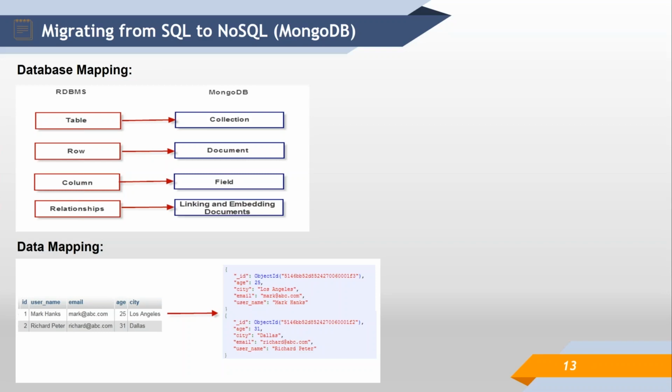If you see in the data mapping diagram, we have a few records in SQL and how they are stored in MongoDB. It's a JSON format, and we have key value pairs in that JSON document, and that is how it is stored. We have a city and a city name. That's how it is stored in the document.